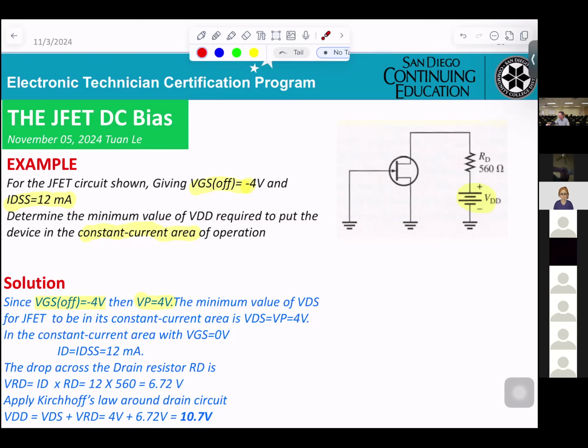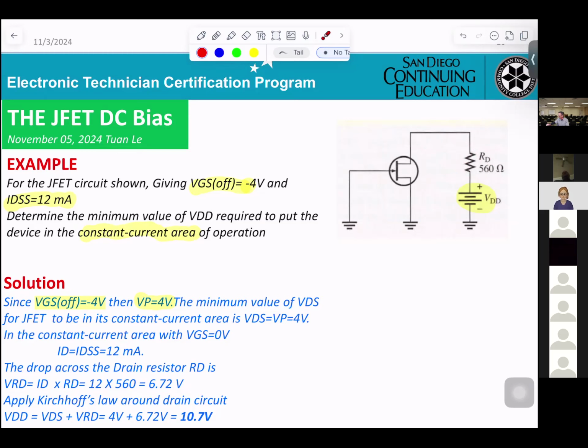The drop across the drain resistor RD. That means they calculate the voltage drop across here. VRD equal ID times RD. ID equal 12 milliamp, RD 560 ohm. They give you 6.72 volt drop here.